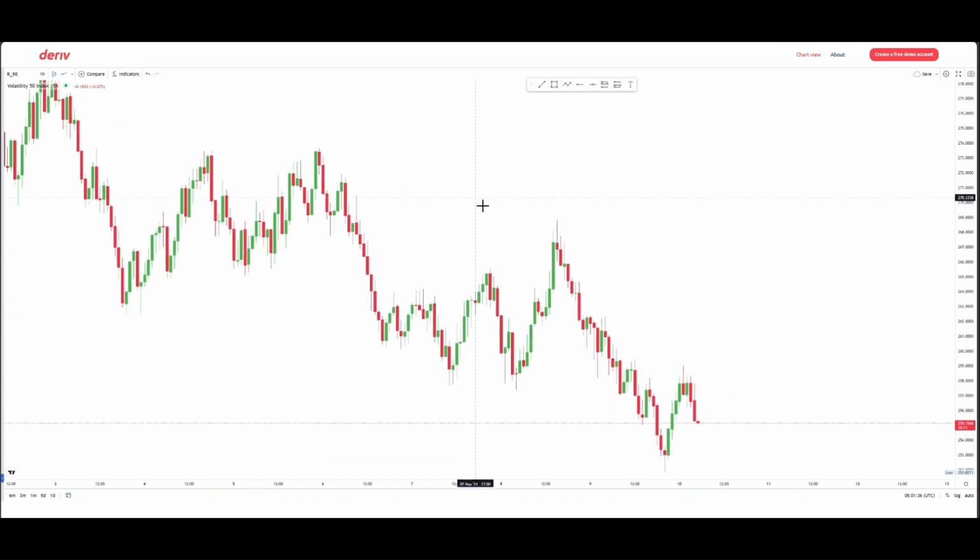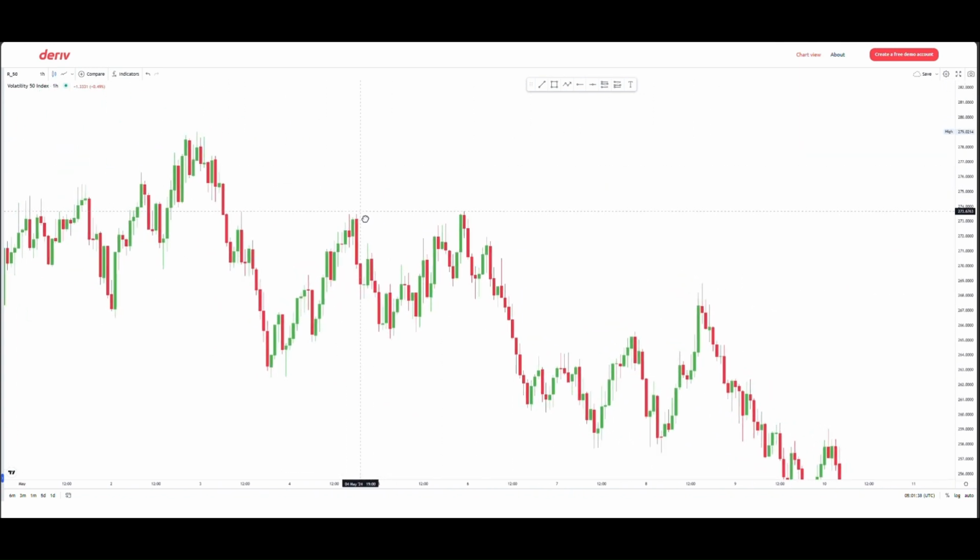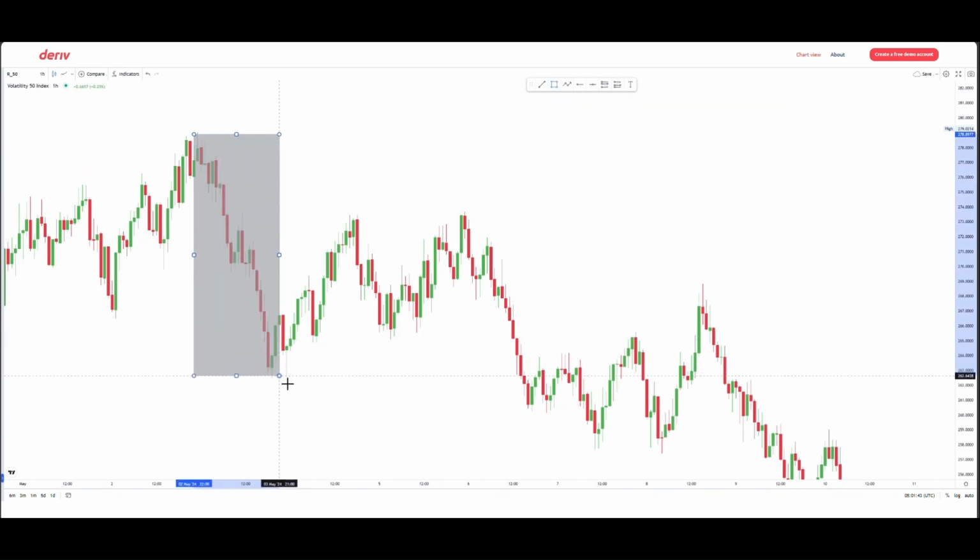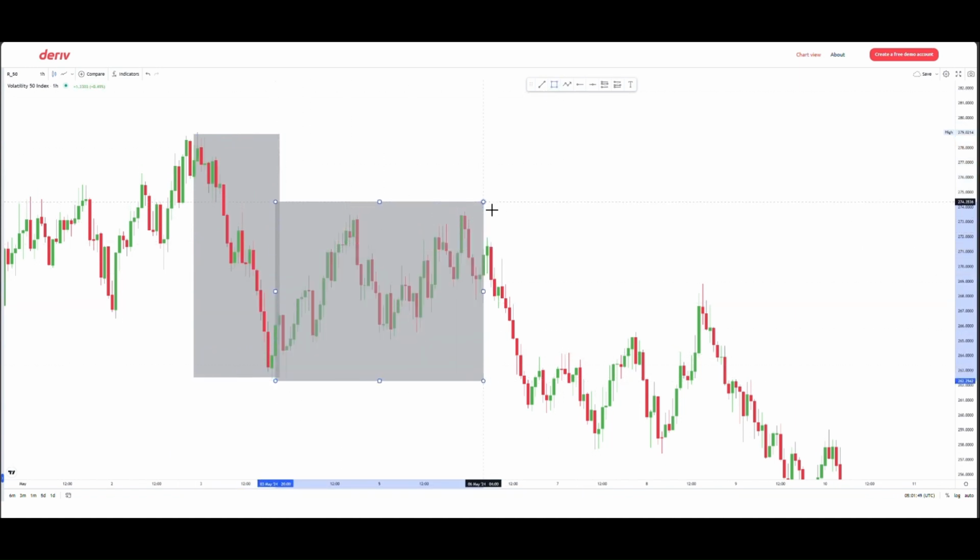Now, what did price do here? First of all, price gave us this impulsive push. Those that have known me for some time know that I pay attention to impulse and correction. So price gave us this impulsive push, then we see this correction phase in the market right here. So this is what price did.